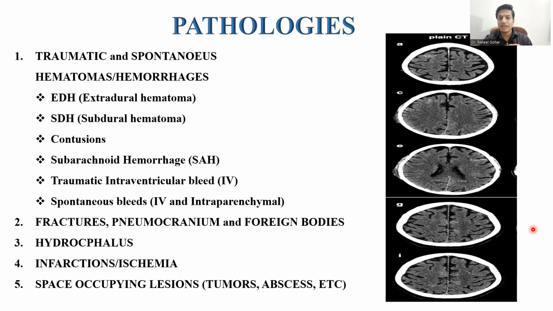So let's move forward, and this part of the CT scan brain is the most important one, because in the field, when you are working as a doctor, as a neurosurgeon, and you are in the emergency area and you see a CT scan brain plain, you are going to see some pathology in it, and that's what we are going to discuss now.